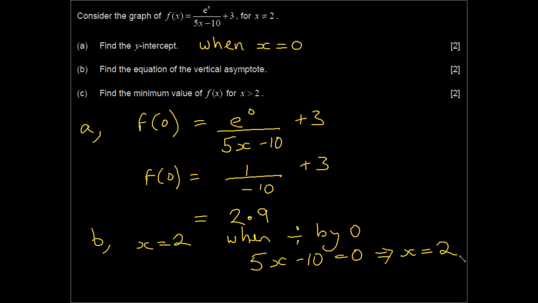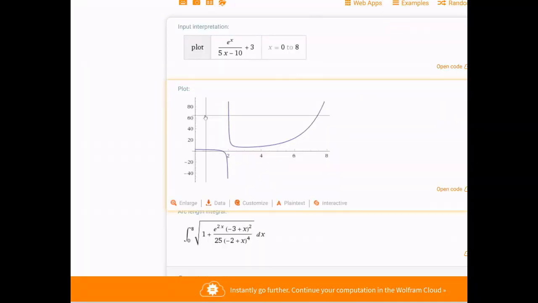Next, it says find the minimum value of f of x for x is greater than 2. So if I go back to my graph again, we can see here this is where the asymptote is. So greater than this, we're looking for the minimum value, which will be the bottom of this curve here, down here. Now you would read that off from your graphical calculator. I can't actually do that, but the answer is just over 7.